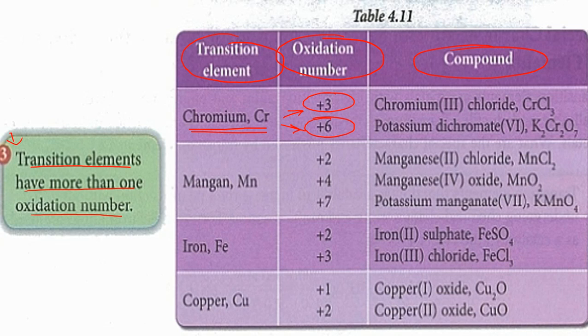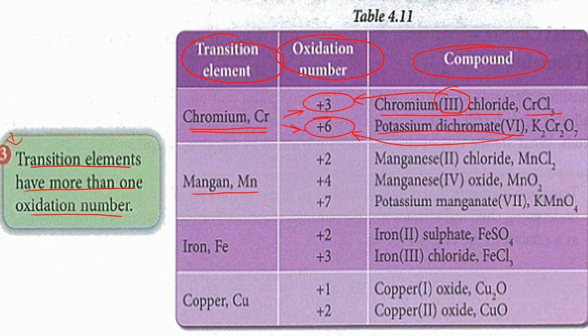So compound form chromium 3 chloride, so CrCl3. Okay, chromium 3. 3 here refers to its oxidation number. Okay, second one, potassium dichromate 6, K2Cr2O7. So the 6 here refers to its oxidation number. So chromium has more than one oxidation number.